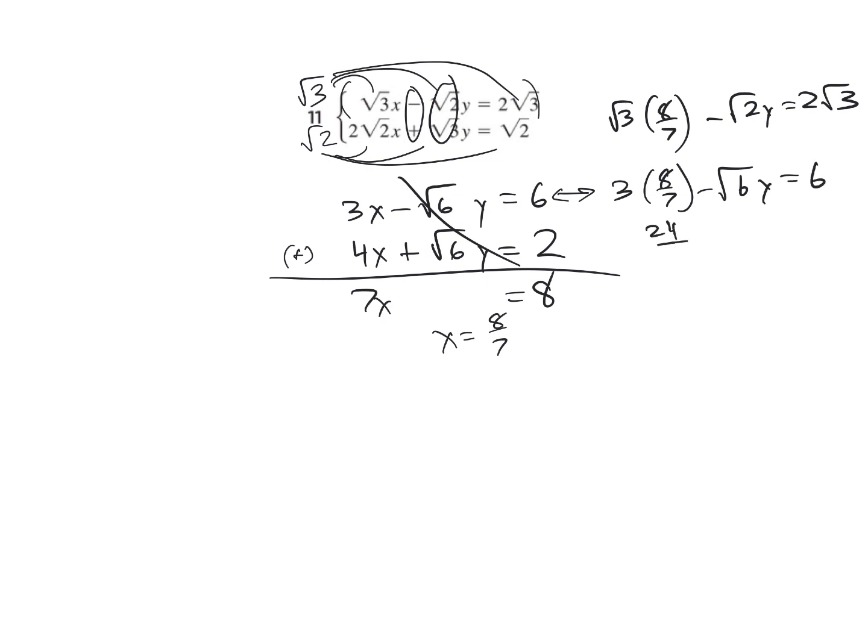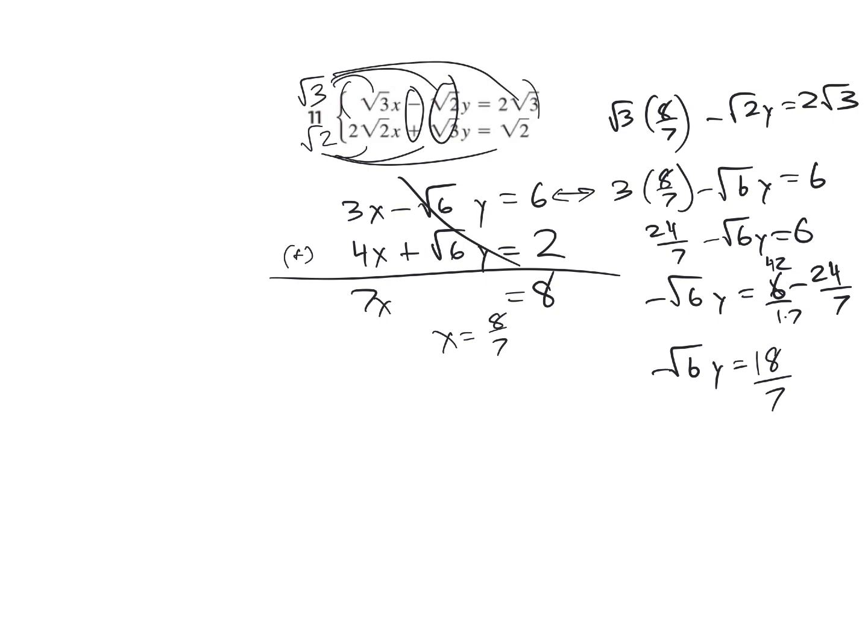So that's 24/7. So negative square root of 6y equals 6 minus 24/7. Common denominator, 42 minus 24 is 18. If we square both sides, no, let's not do that. Let's divide by the negative square root of 6, which is multiplying by 1 over the negative square root of 6. So y is equal to 18 over negative 7 square root of 6.